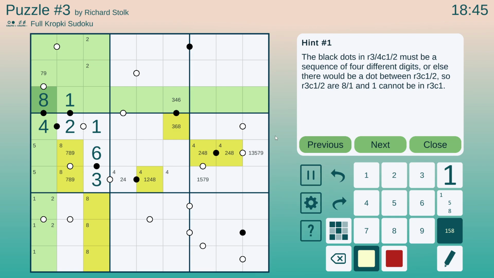Okay, hold on. The black dots in row 3, 4, column 1, 2 must be a sequence of 4 different digits, or else there would be a dot between row 3, column 1, 2. So row 3, column 1, 2 are A1, and 1 cannot be in row 3, C1.